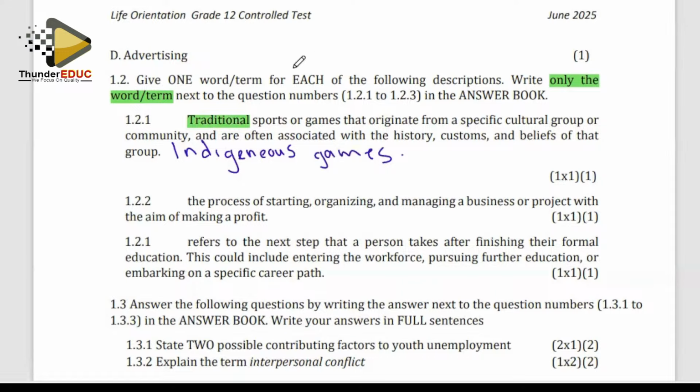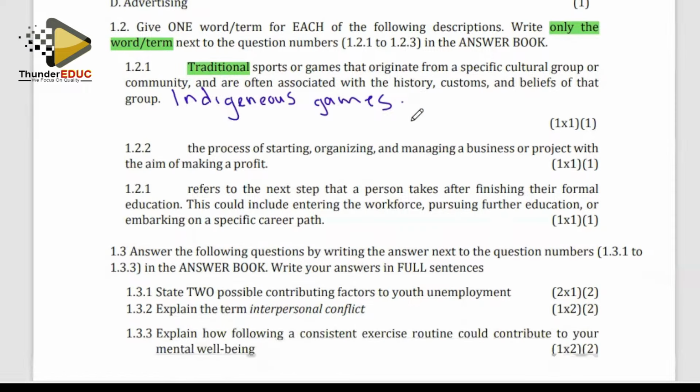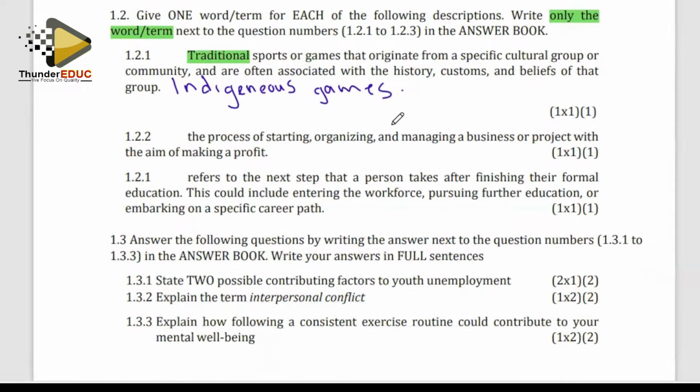Examples of indigenous games include stick fighting. It also includes diketo. It also includes games such as murabaraba. So those are examples of indigenous games.